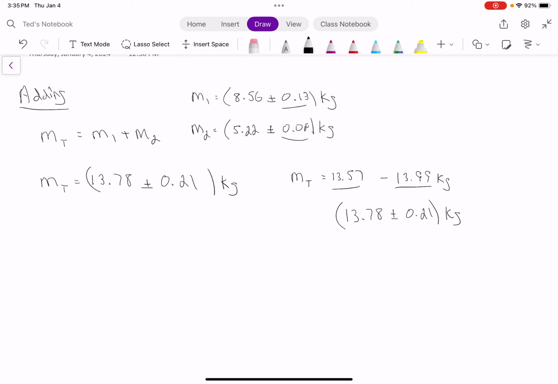Well, it's actually not a surprise that 0.21 is just equal to 0.13 plus 0.08. And this leads us to a general rule. Oh, well, let's do subtracting real quick.